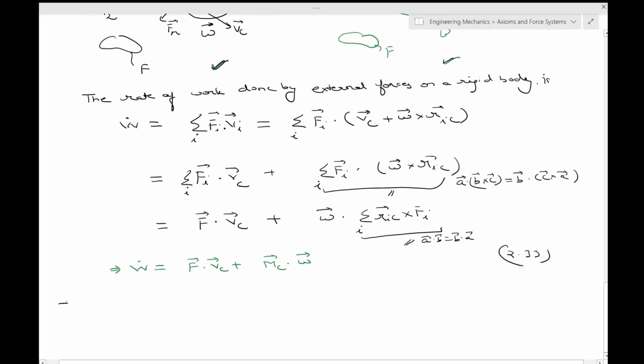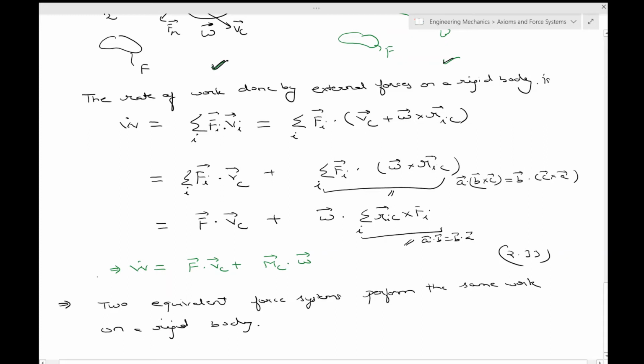So this implies that two equivalent force systems perform the same work on a rigid body. How do we say that they perform the same work? Well, you can just take an integral of this from time t1 to t2 and then you would get the total work done.